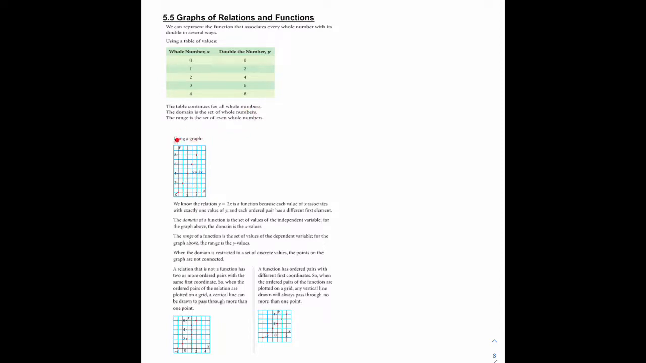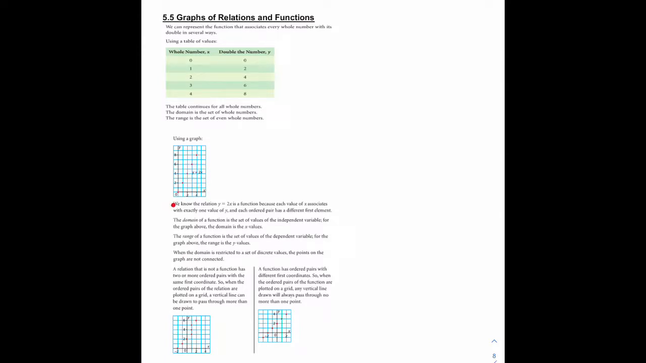We can also represent this statement using a graph. So here's our graph. We start with (0, 0), we go over to (1, 2), (2, 4), (3, 6), (4, 8), and then they also show it here as an equation. Okay, y equals double x, y equals 2 times x.